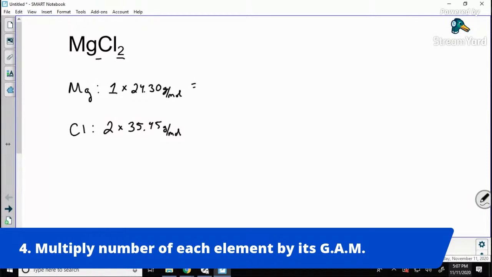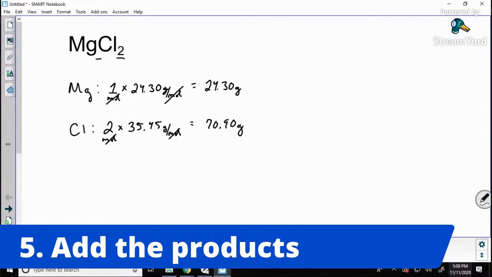So 1 times 24.30 is 24.30. And this value of 1 is actually, again, telling me 1 mole. So if we want to think in terms of units, units cancel, and I would have 24.30 grams of magnesium within that compound. Same thing with chlorine. That's technically 2 moles of chlorine. So unit-wise, moles would cancel. And 2 times 35.45 is 70.90 in the units of grams. So now that I've multiplied, I would need to add those products together.